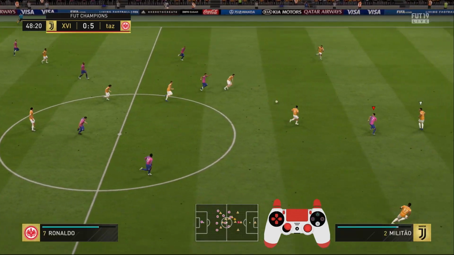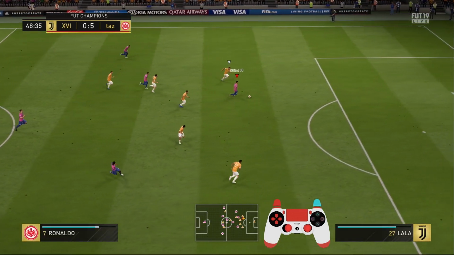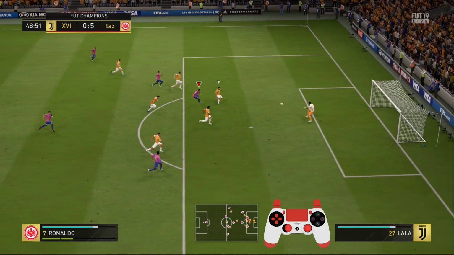Write that down, and now we're going to start with the general factors about ball control.